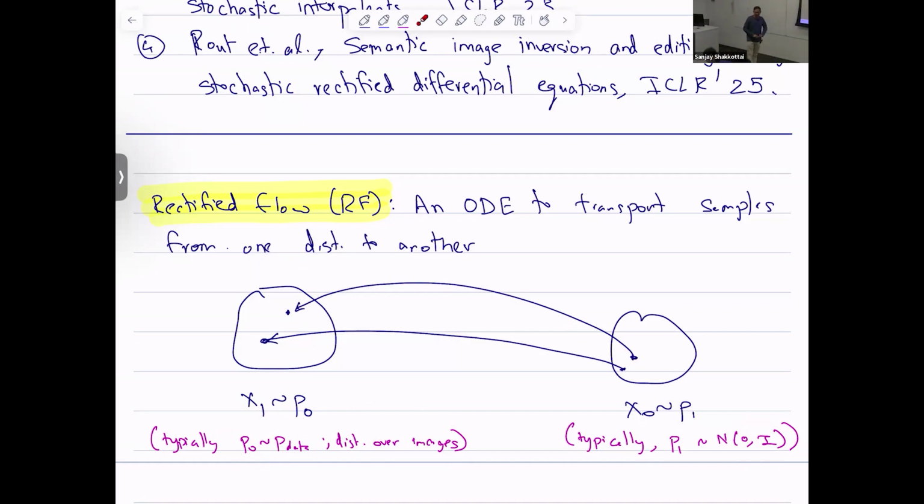And so they connect. Now you can ask what is the cheapest way, or what's a good path. What kind of path would you like? Straight paths would be something you like. The reason is that if the path is straight, then it's easy to discretize these continuous trajectories. You need far fewer steps to go from one end to the other. In particular, if it's exactly a straight line path, you can go from one end to the other in one step.